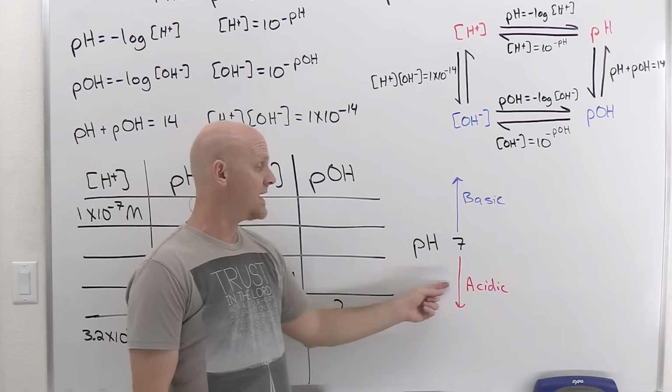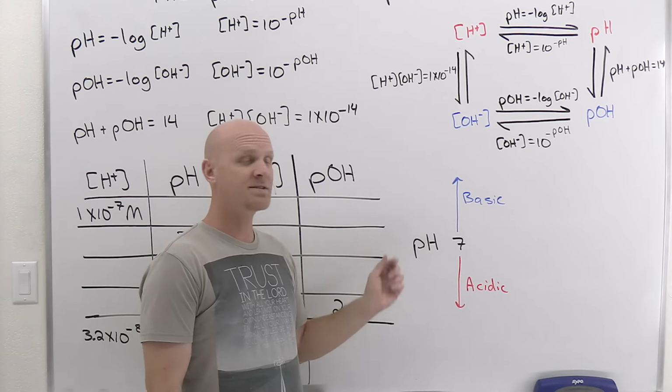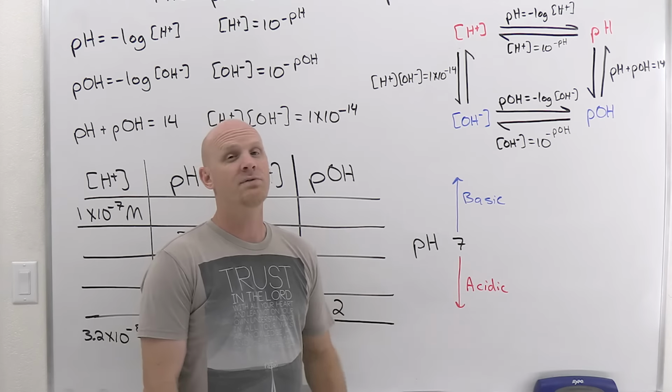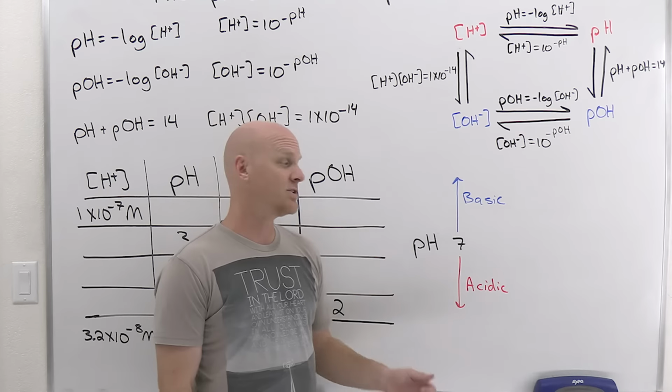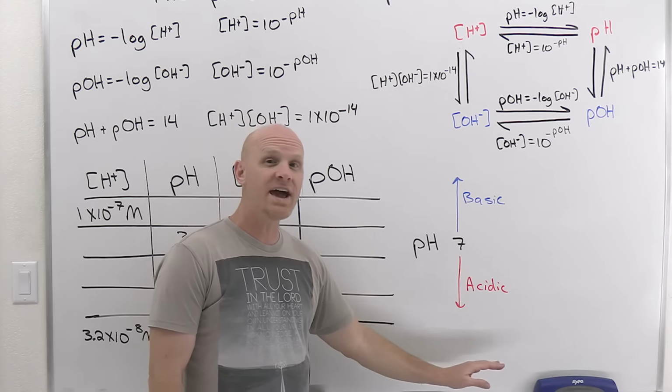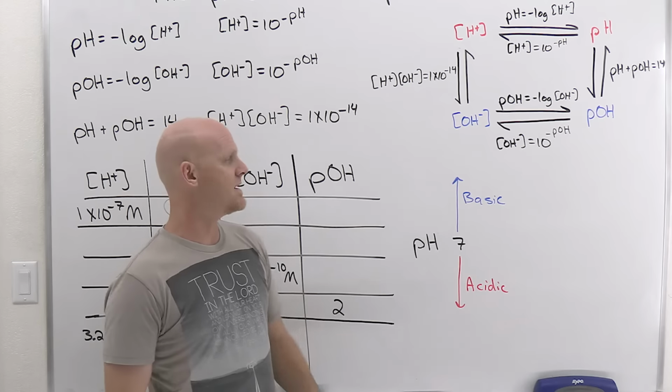Now, it turns out your pH is not bounded on a logarithmic scale. It's actually not bounded by 0. If you have a really concentrated strong acid, you can actually have pHs that go negative a little bit. So just keep that in mind.